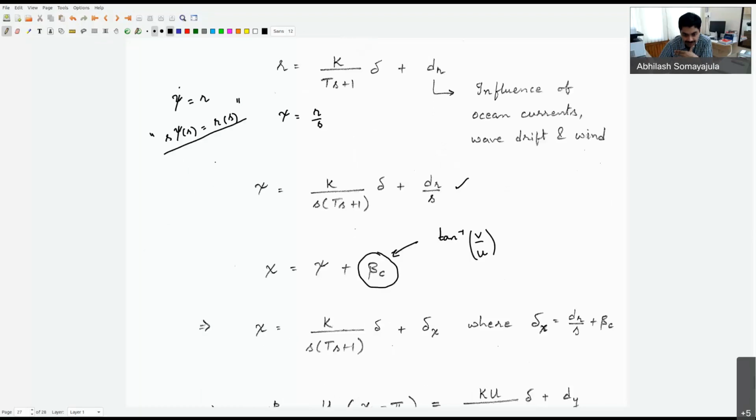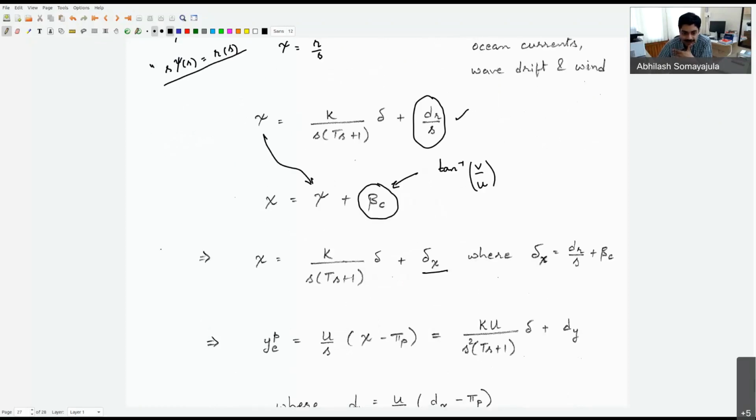All right. So now I can substitute my psi into here. I can get the expression for course angle as k by s times (ts plus 1) times delta, plus some extra terms: I have the beta c and I have this term. I combine them both together and call it a disturbance in chi.